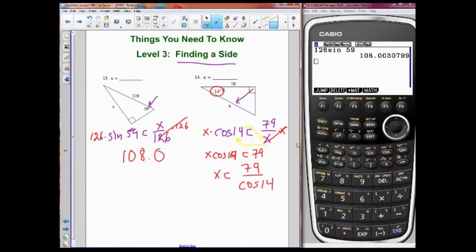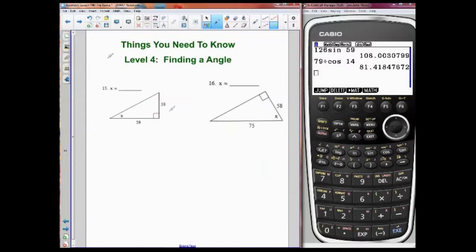And we just put this in the calculator. So let's go ahead. I'm going to put 79 divided by cosine 14. Knock it out. You're done. That side right here is 81.42. And we are solving this triangle. Moving on. If you could do that, you're ready for the next one, finding the angle.